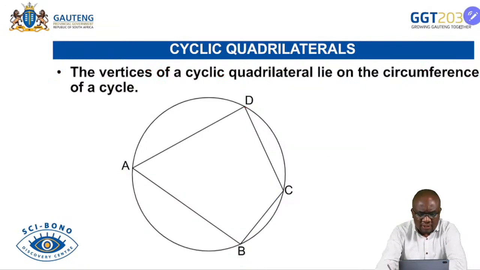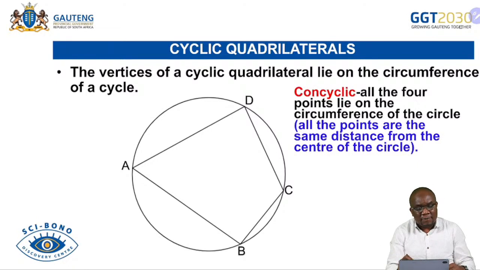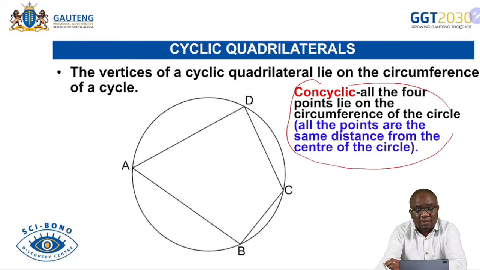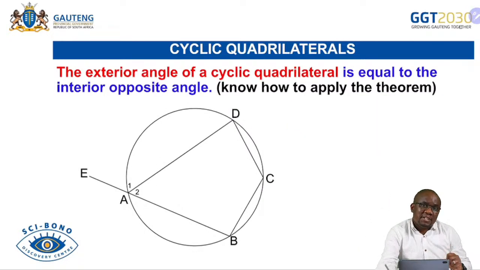Okay, right. And then the vertices of a cyclic quadrilateral lie on the circumference of a circle. Concyclic, I've explained this part. All the 4 points lie on the circumference of the circle. All points are the same distance from the center of the circle. That's what concyclic means. Right. And then we talked about another one.